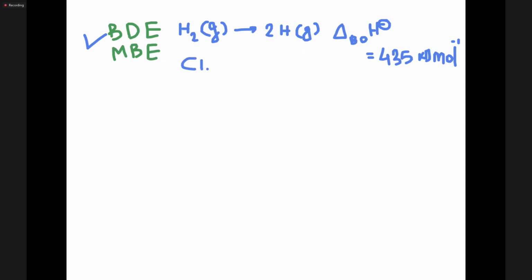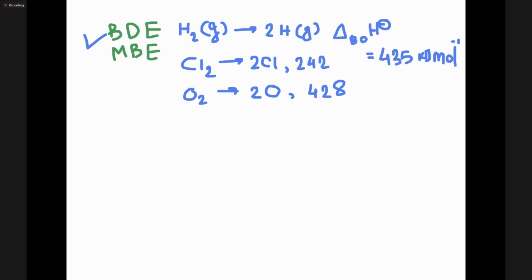Whenever we go from Cl2 to 2Cl, there will be a bond dissociation enthalpy. It is around 242 kilojoules per mole. And in the case of O2, if we produce two oxygen atoms, the BDH is 428 kilojoules per mole. So in all these cases, the delta BDH minus is equal to delta AH minus, that is the atomization enthalpy.